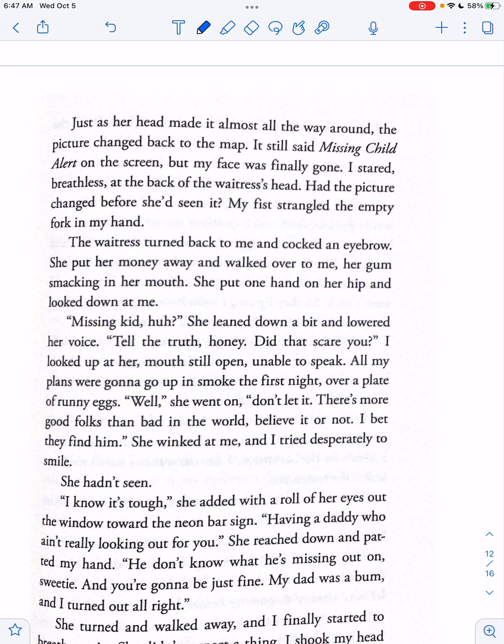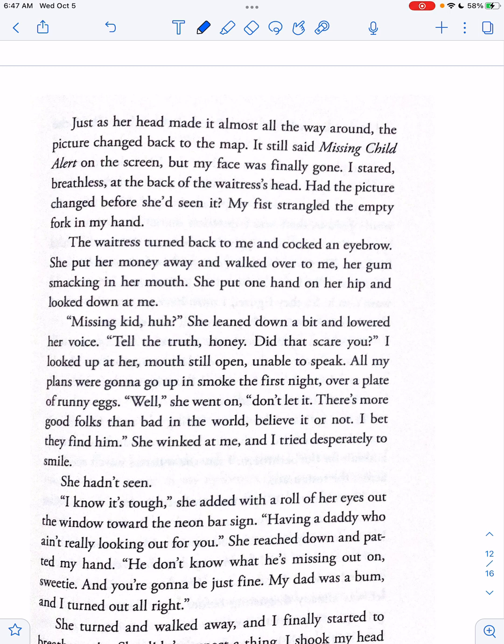She put her money away and walked over to me, her gum smacking in her mouth. She put one hand on her hip and looked at me. "Missing kid, huh?" She leaned down a bit and lowered her voice. "Tell the truth, honey. Did that scare you?" I looked up at her, mouth still open, unable to speak. All my plans were going to go up in smoke the first night over a plate of runny eggs.